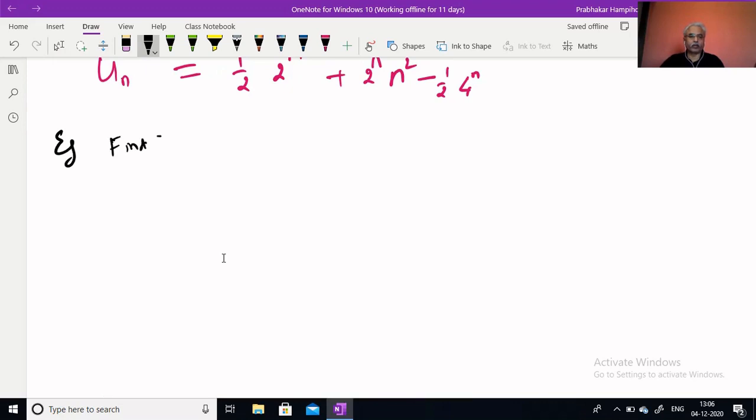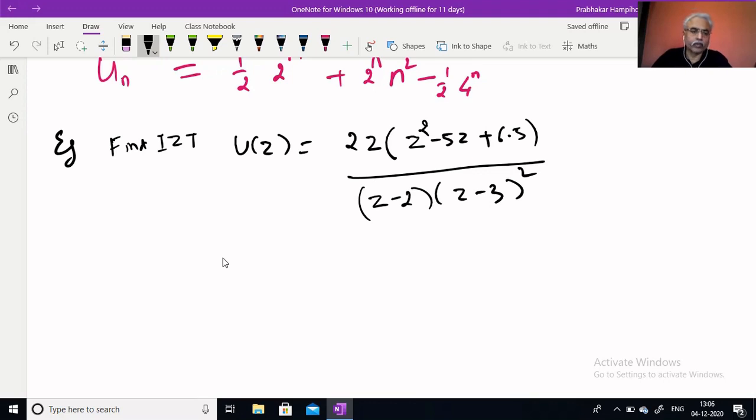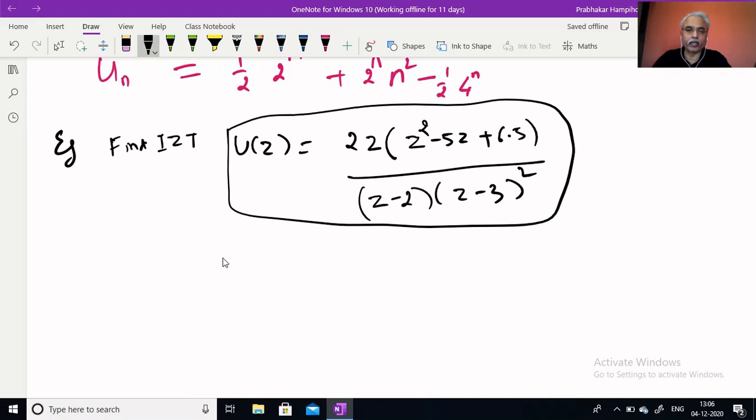Find the inverse z transform of U of z equal to 2 times z into bracket z square minus 5z plus 6.5, whole divided by z minus 2 into z minus 3 whole square. Sometimes you may get this, rarely. So first of all, we consider this part. Then we write U of z by z, as is customary.